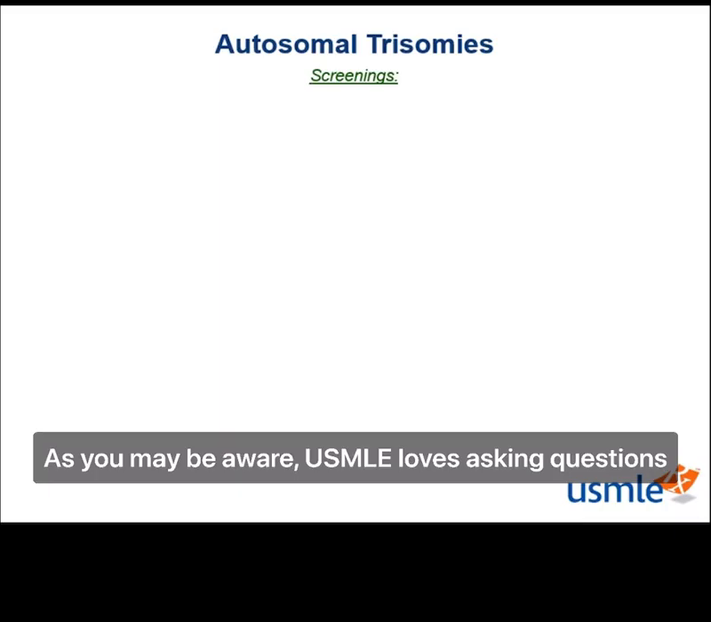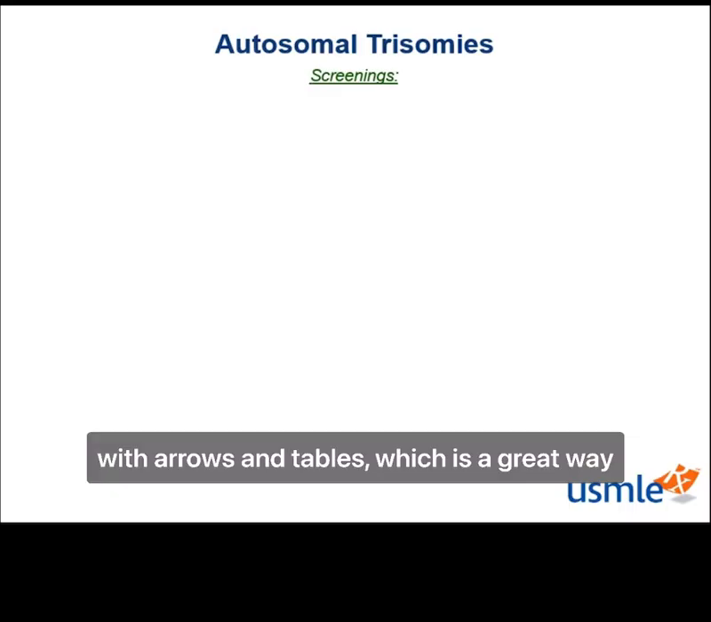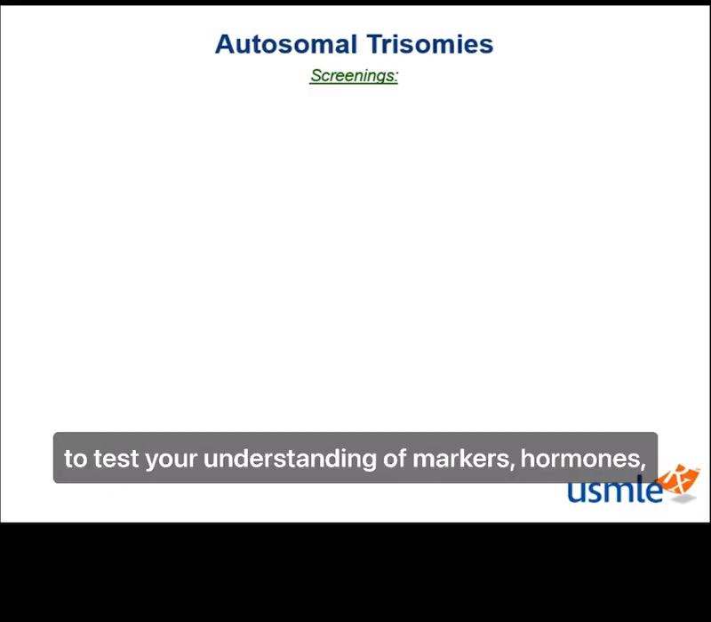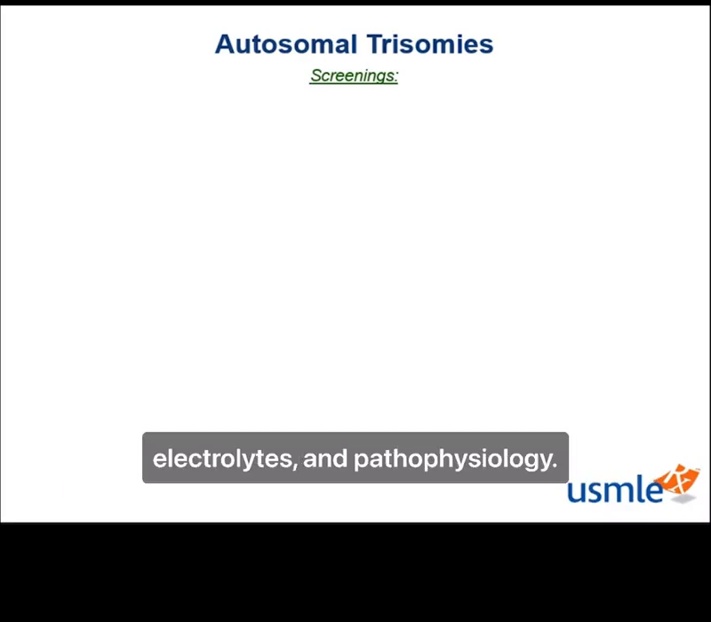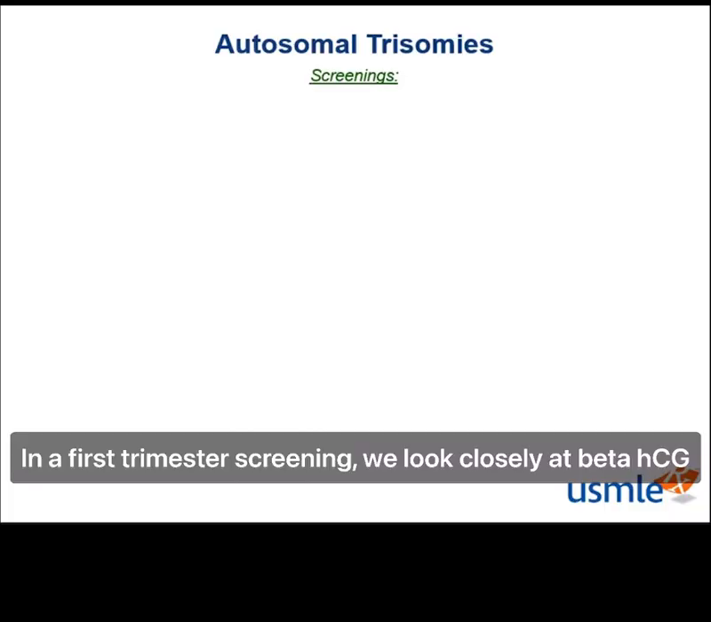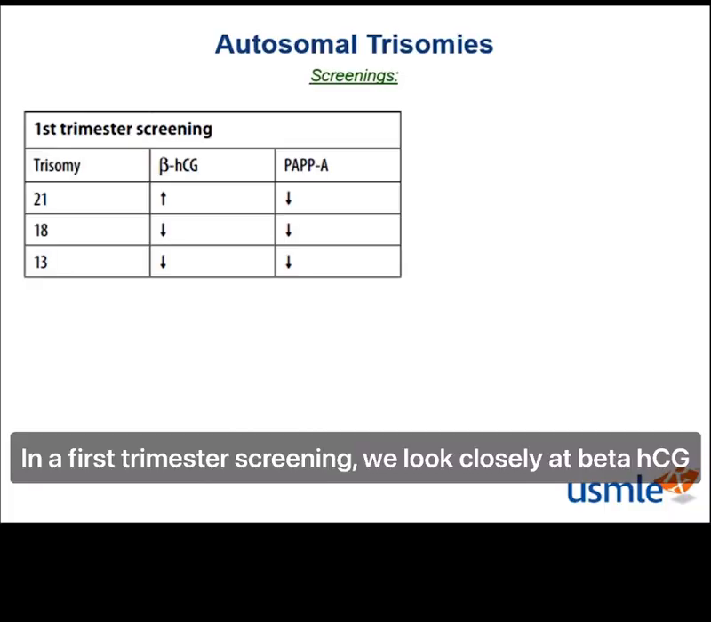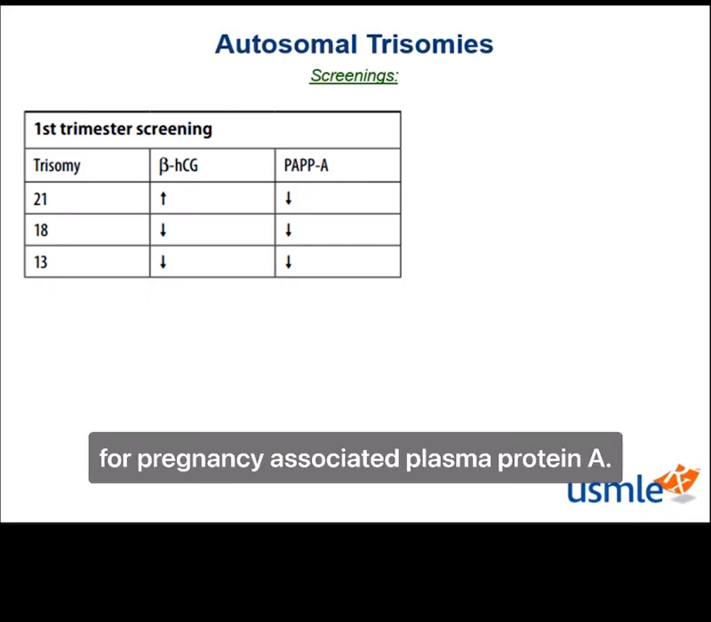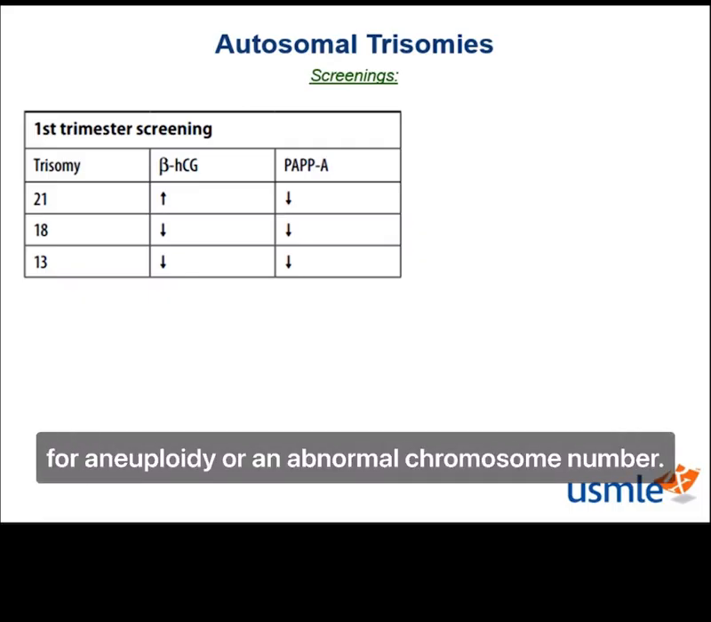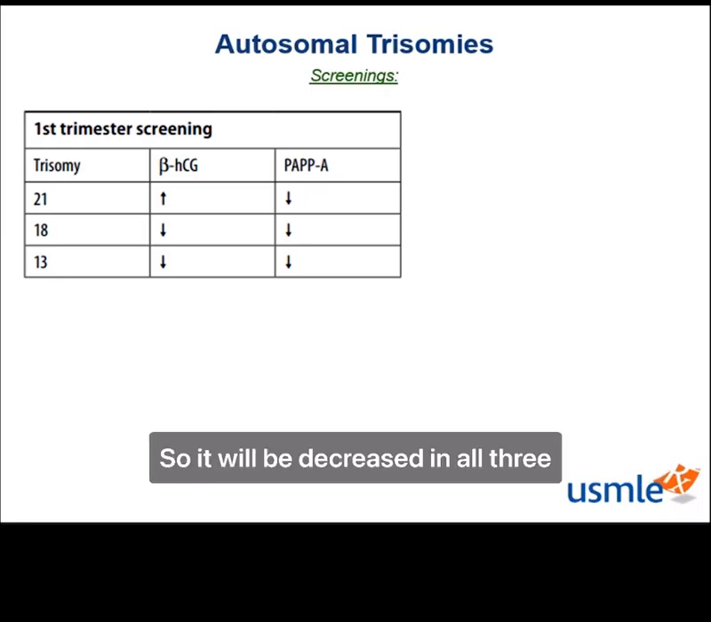As you may be aware, USMLE loves asking questions with arrows and tables, which is a great way to test your understanding of markers, hormones, electrolytes, and pathophysiology. In a first trimester screening, we look closely at beta-HCG and PAPP-A, which stands for Pregnancy-Associated Plasma Protein A. Low plasma levels of PAPP-A is a biomarker for aneuploidy, or an abnormal chromosome number, so it will be decreased in all three of the trisomies we just discussed.